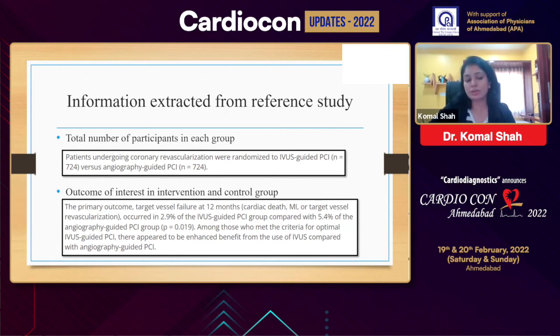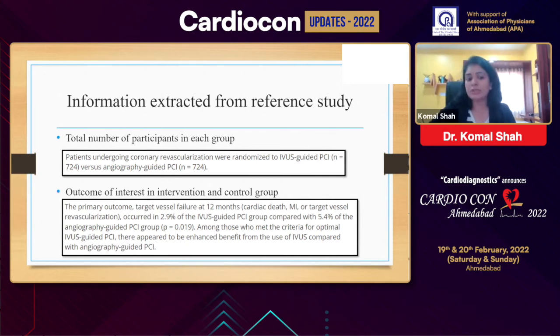Now, the next information that I require is my outcome of interest. What was the impact of PCI that was guided through IVUS as well as angiography on the outcome? So over here, my primary outcome was target vessel failure at 12 months, exactly the same that I'm planning to take up. I was fortunate to get this article, and I need to dig out the result from this particular article, which I'll be using for my sample size calculation.